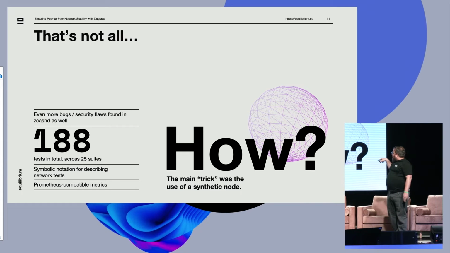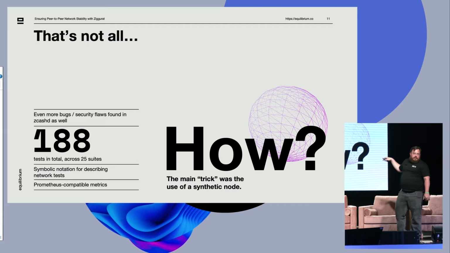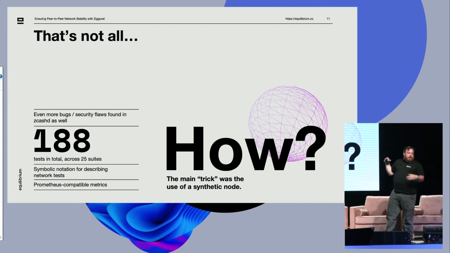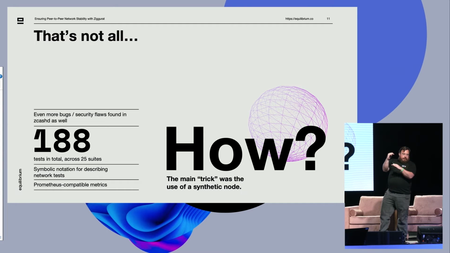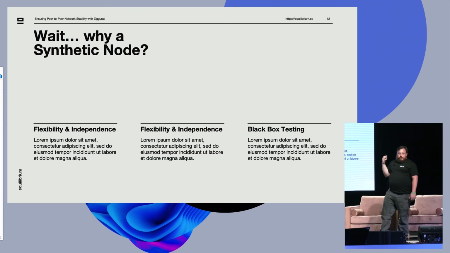The main trick that we were able to do this with was something called a synthetic node that we created. We basically re-implemented only the networking layer of Zcash from scratch. So it's its own node implementation that just does networking. And that seems like reinventing the wheel, so why would you do that? Here's why. Three reasons.